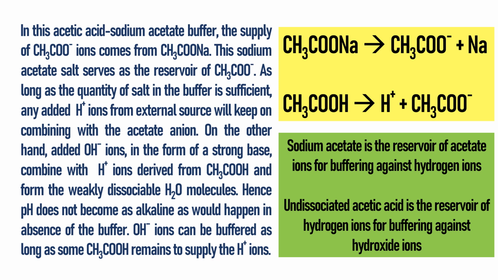Hence, pH does not become as alkaline as would happen in absence of the buffer. Hydroxide ions can be buffered as long as some acetic acid remains to supply the hydrogen ions. Sodium acetate is the reservoir of acetate ions for buffering against hydrogen ions. Undissociated acetic acid is the reservoir of hydrogen ions for buffering against hydroxide ions.